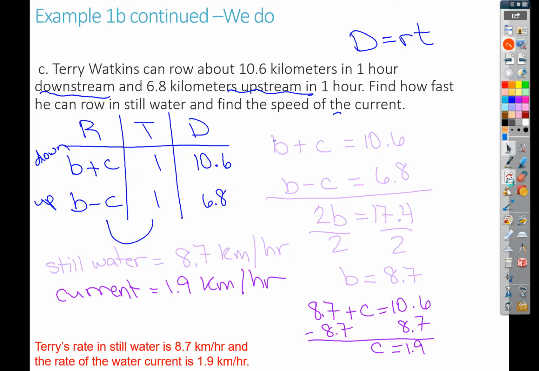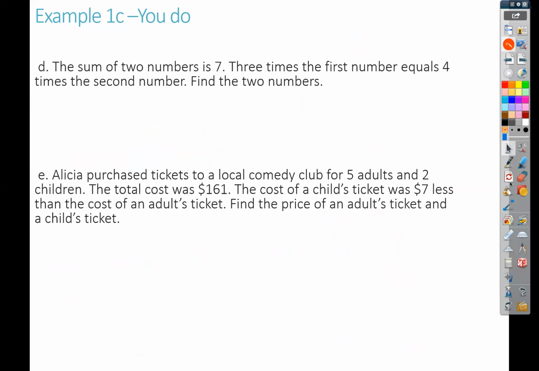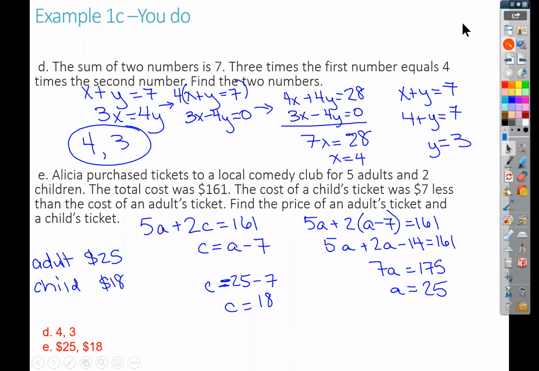All right, so now you're going to do this one. Go ahead and pause the video. Okay, so you can see in the first equation, the two numbers are 4 and 3, and the adult ticket is $25 and the child ticket is $18. The first one I used elimination, you don't have to, I just did, and the second one I used substitution.